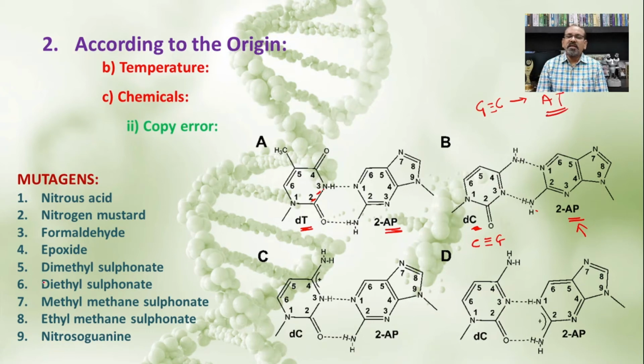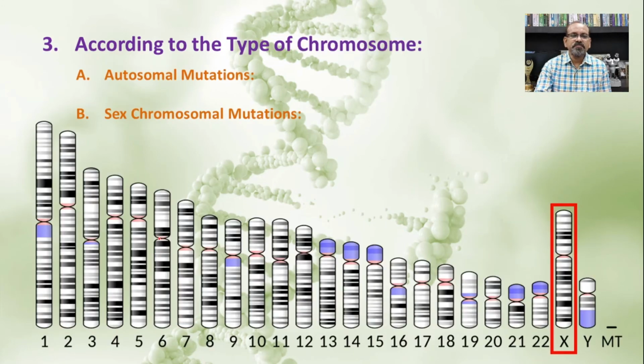So in this way there is a change in the sequence of nitrogen bases. Here again the type of hydrogen bonding between the cytosine and the aminopurine is in a different manner, and this is responsible for the misplacement of the different nitrogen bases during the replication, and that is known as the copy error mutations. The third type is according to the type of chromosomes.